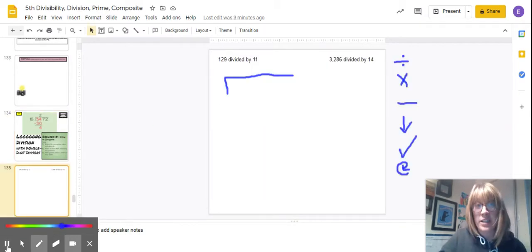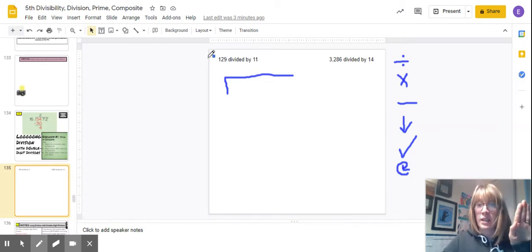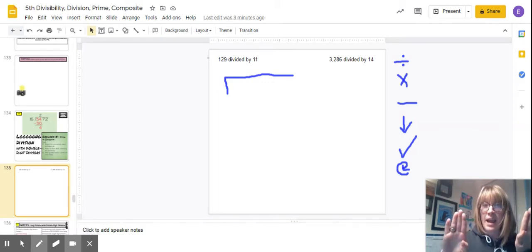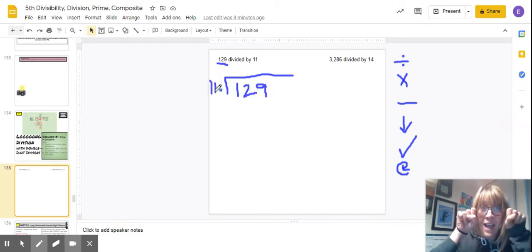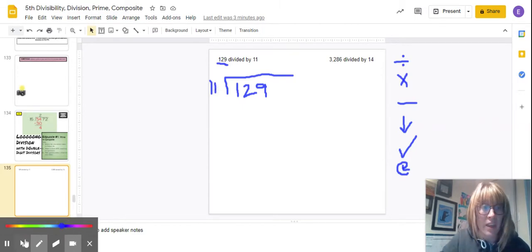So now we have another example here. So we want to read our problem. 129 is being divided by 11. So 129 is our dividend. It will be divided in the end. It goes inside of our house by 11. 11 becomes our divisor. It has eyes looking in. So then the process starts.